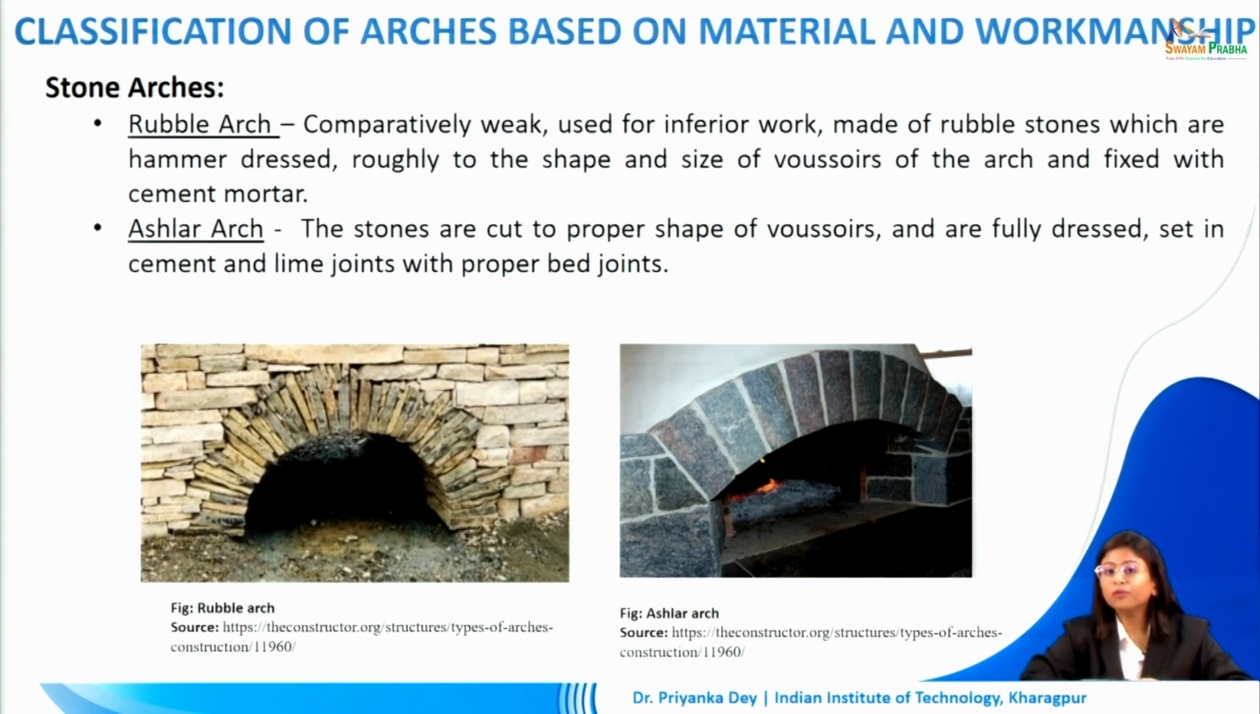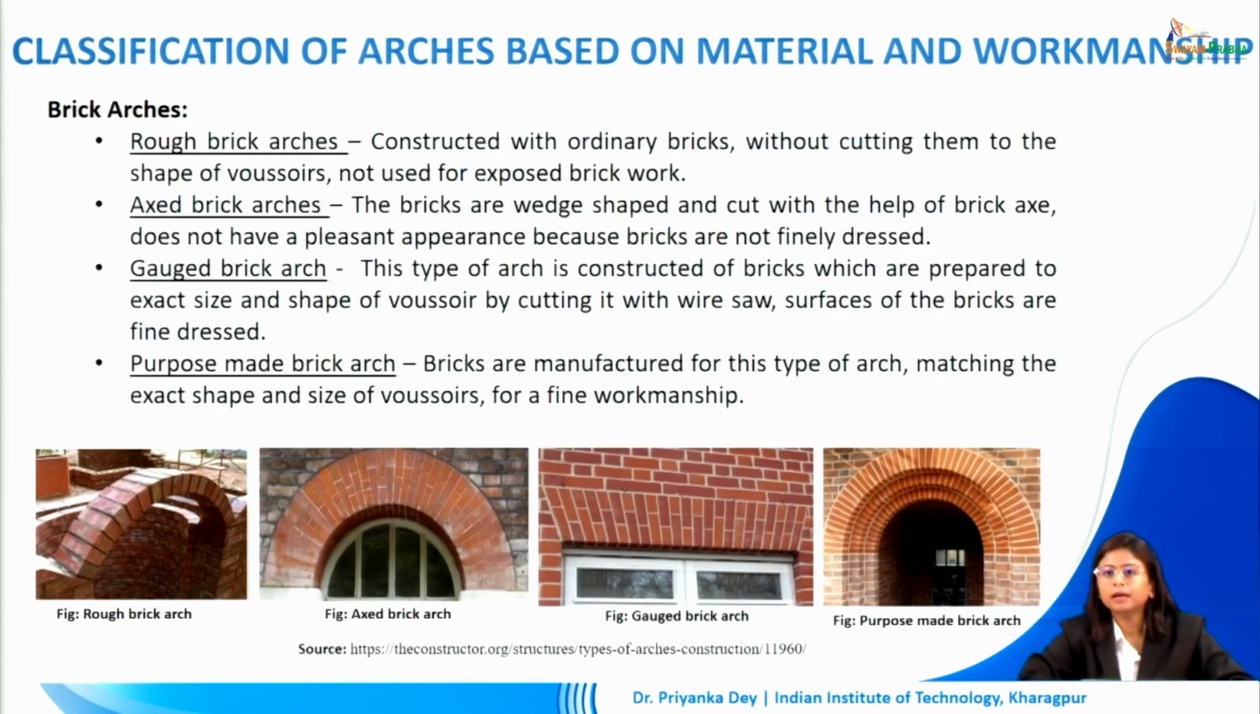But if we want to go for a much more regular shape, we can cut the voussoirs into regular ashlar shapes, and they are fully dressed and set in cement or lime mortar with proper bed joints. So these will be proper bed joints, regularly shaped to create ashlar arch. So that's types of stone arches. Moving on to brick arches.